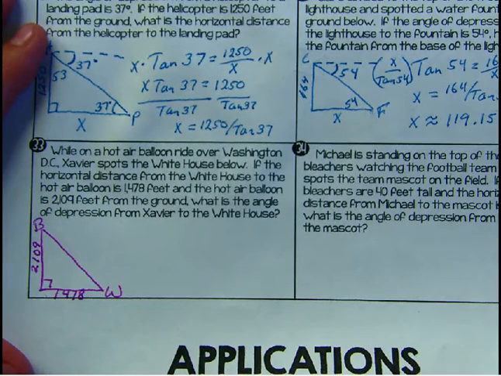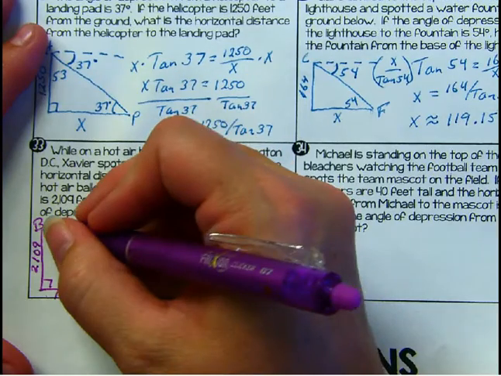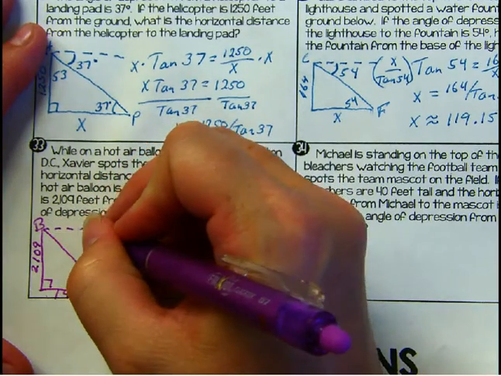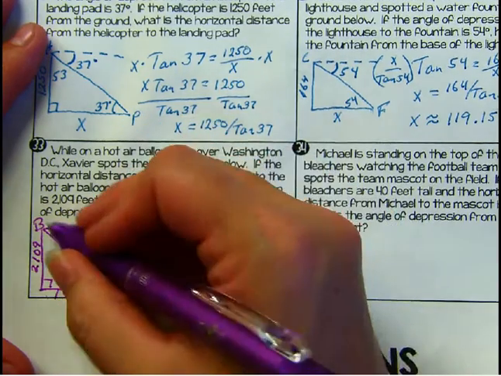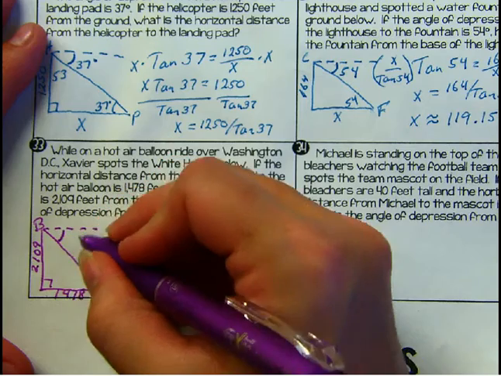And we want to know the angle of depression from Xavier to the White House. Now remember when we talked about angle of depression before? We said that's the horizontal line of sight down to the object. So that's this angle here. We'll call that x.